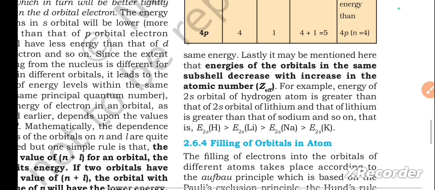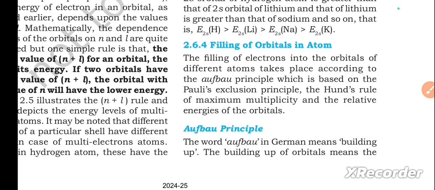Lastly, it may be mentioned here that energies of the orbitals in the same subshell decrease with increase in the atomic number. For example, energy of 2s orbital of hydrogen atom is greater than that of 2s orbital of lithium, and that of lithium is greater than that of sodium, and so on. Next, filling of orbitals in atom.